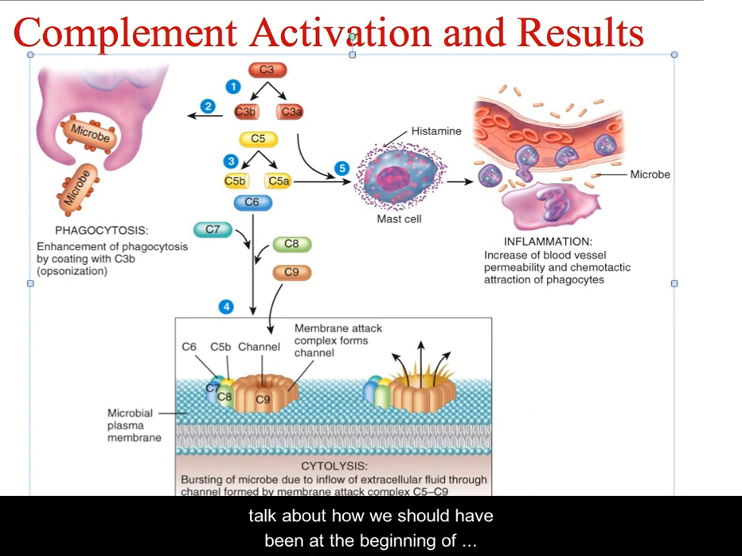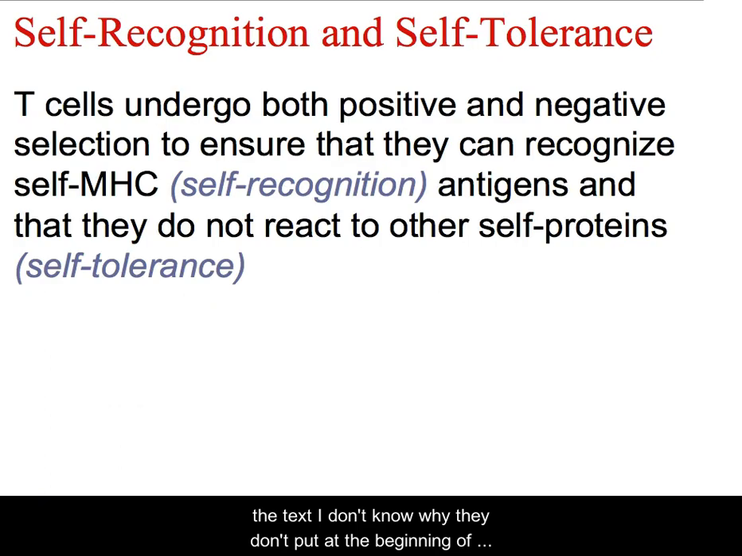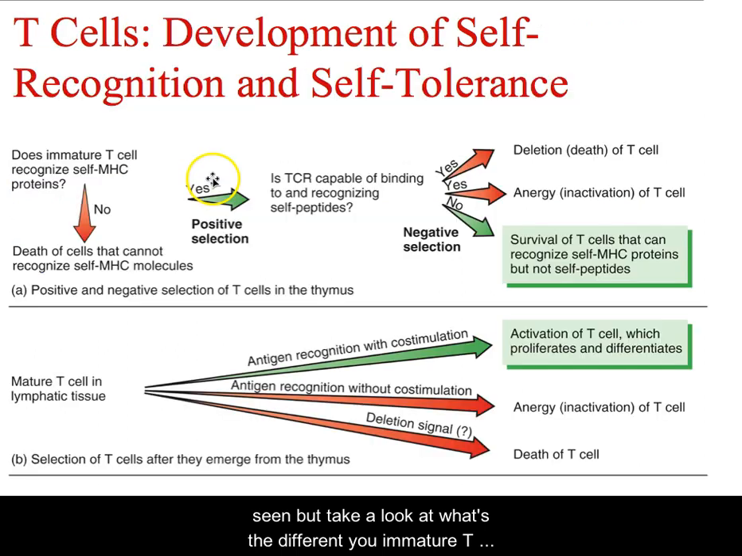The last topic we need to talk about probably should have been at the beginning of the text, and I don't know why they don't put it at the beginning of the text, but how does all of this work? T cells have to undergo the ability to have a positive and a negative selection to make sure that self-MHC antigens can be seen. But take a look at what's different here. Do immature T cells recognize self-MHC? And if the answer is no, it means you have to destroy them.